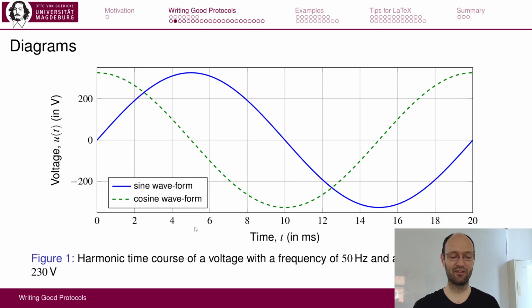If you put diagrams, plots, schematics, something like this into your protocol, and this will happen very frequently. So an example here is our mains grid voltage, right, that comes out of the power outlet. There's a clear axis labeling, the numbers are well readable, maybe there's a grid to check if this zero crossing here is really exactly at 10 milliseconds, for example, and if there's more than one curve, there should of course also be a legend.